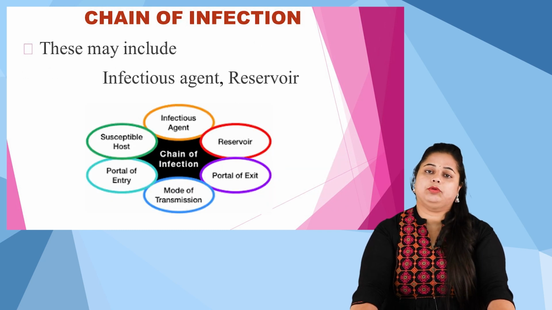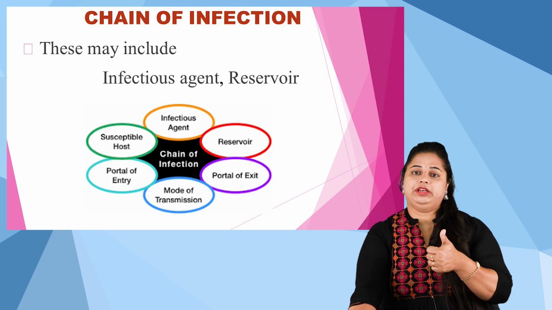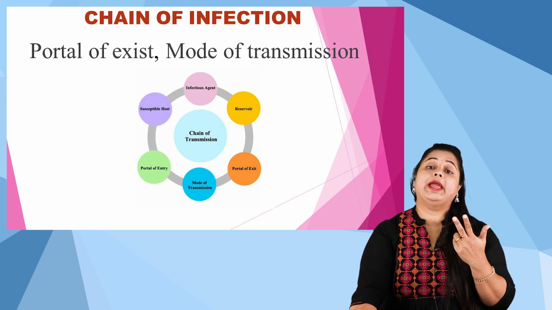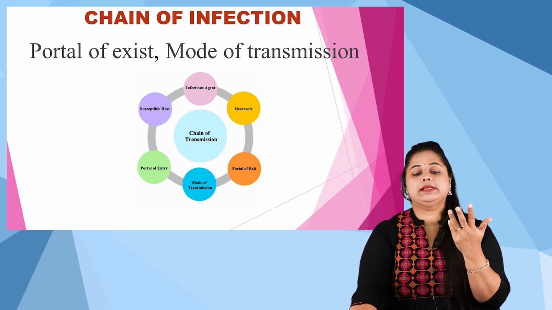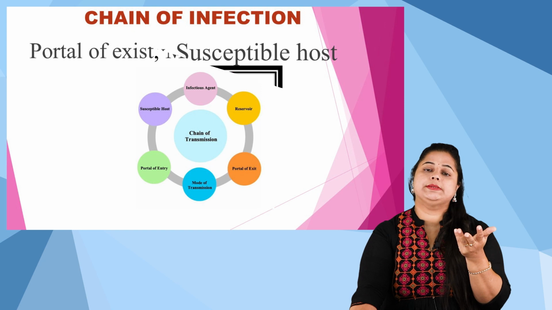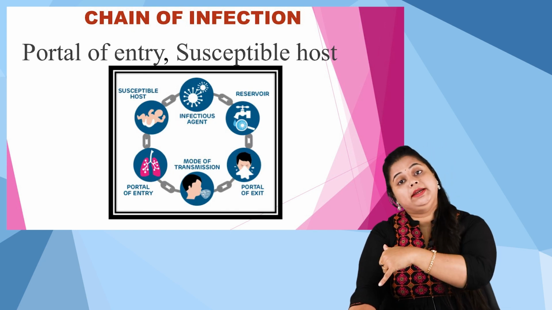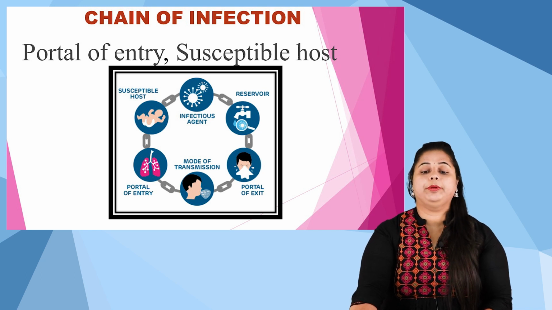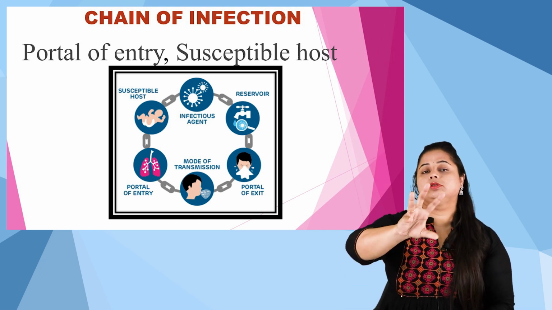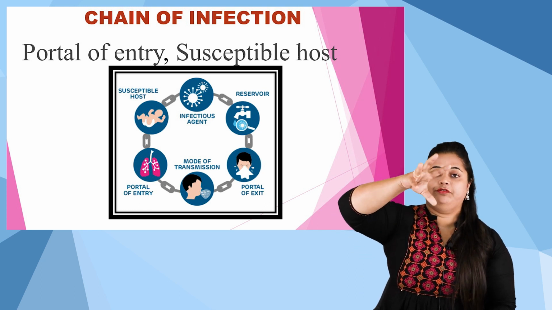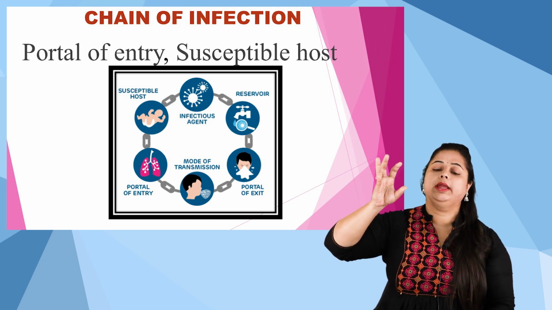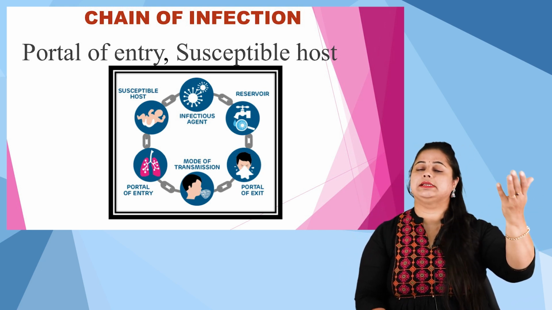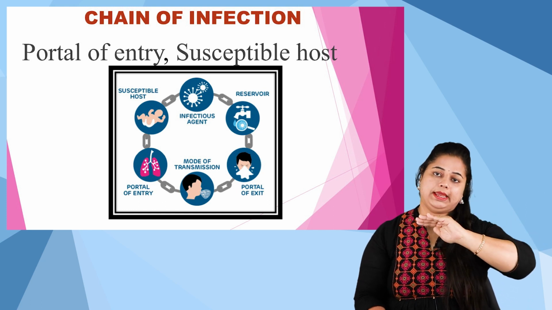So first we will list out what all things are there. It includes infectious agent, reservoir, and port of exit, as well as mode of transmission, then port of entry, then susceptible host. The picture I'm showing here also gives an idea about the infectious agent, the reservoir, port of exit and transmission, then entry, then susceptible host. So each one I'll explain once again.